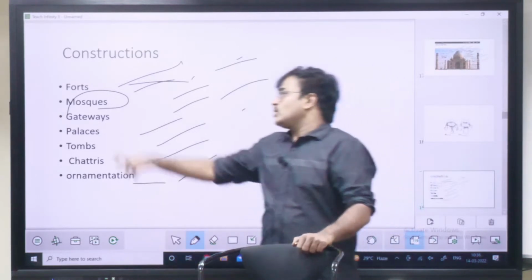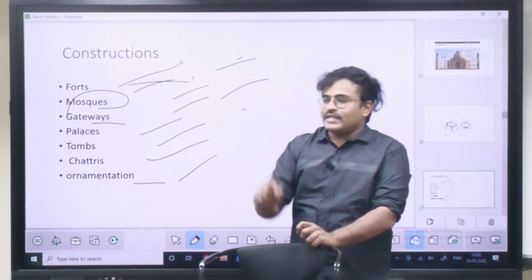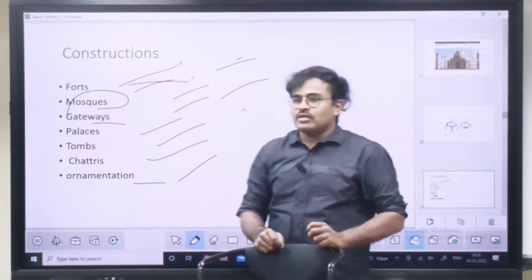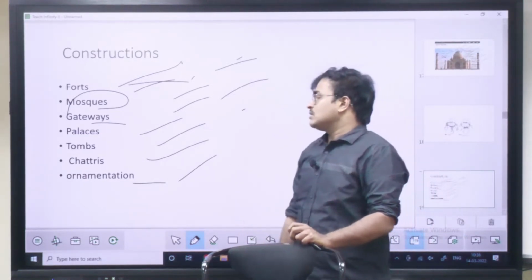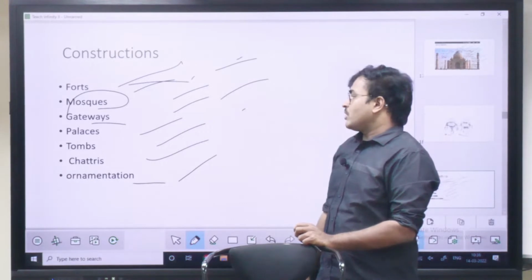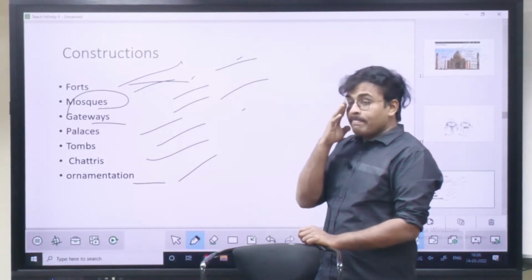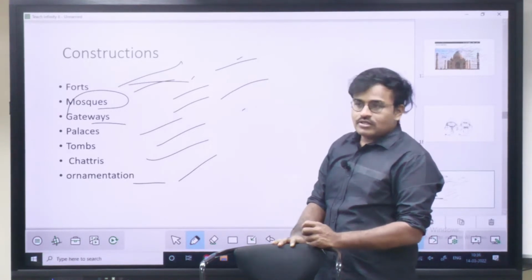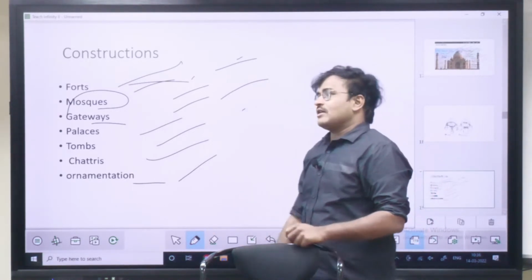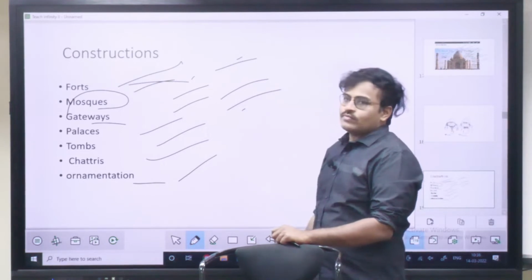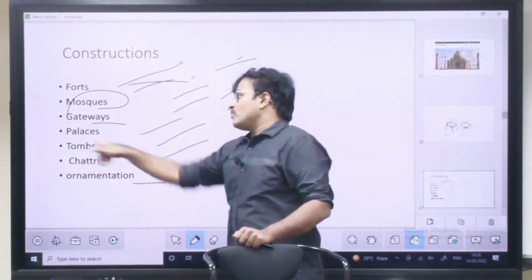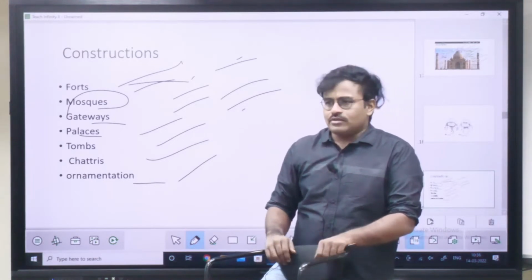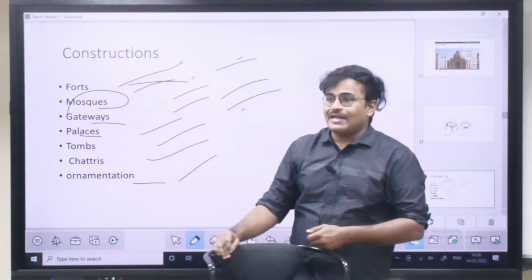Then there are also gateways. For gateways, you may write the example of Alai Darwaza and Buland Darwaza. They are known as gateways. Even Charminar is also a gateway. Alai Darwaza, Buland Darwaza, Charminar, all of these are gateways. Along with that, they constructed numerous palaces. Can you give an example of a palace constructed during their period?